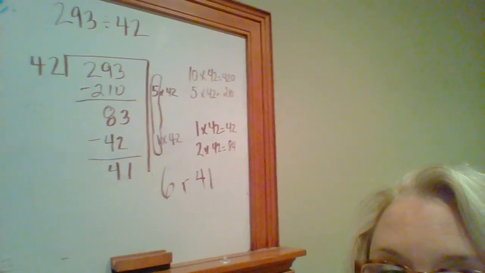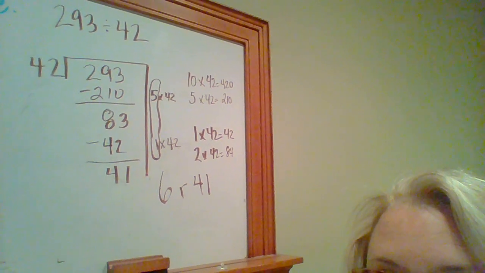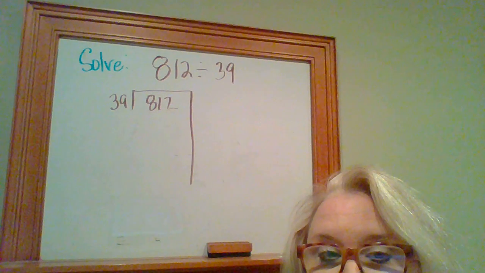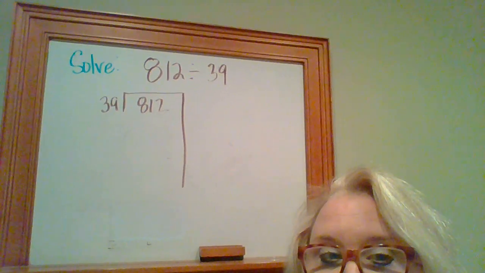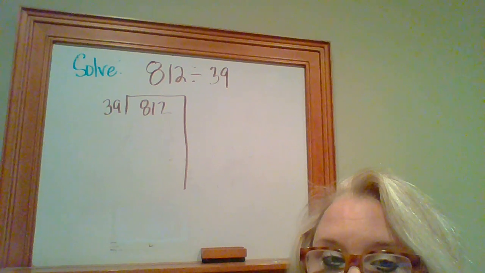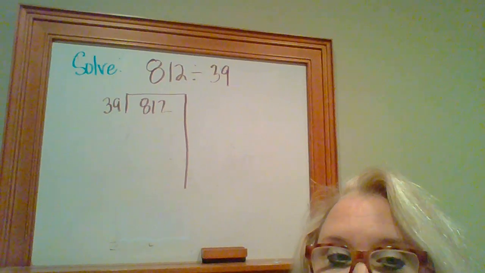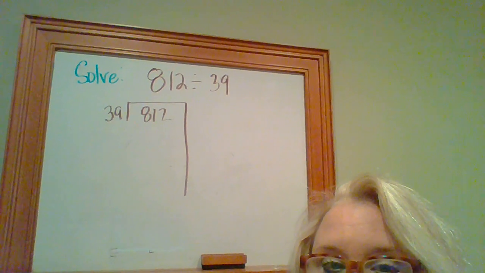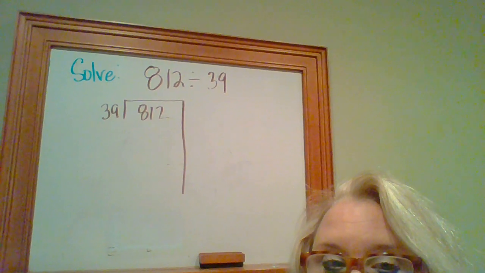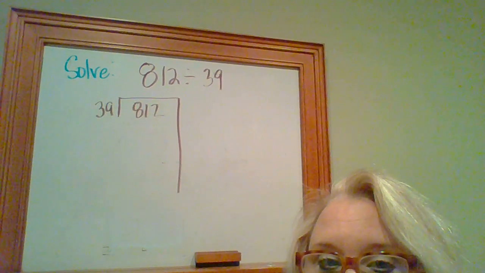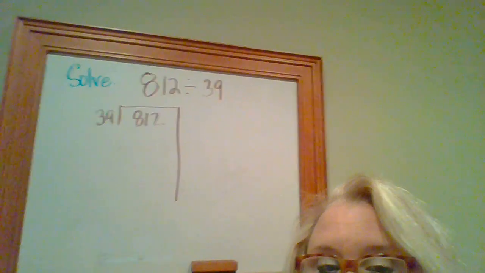Let's do another problem. Draw your big 7. Okay, here is the problem. 812 divided by 39. Well, 812 is our dividend, so we need to put that inside our big 7, and 39 is our divisor, so 39 goes on the outside. Let's start again by building a multiplication tower. You try it on your own, on your paper, and compare your answer to mine.